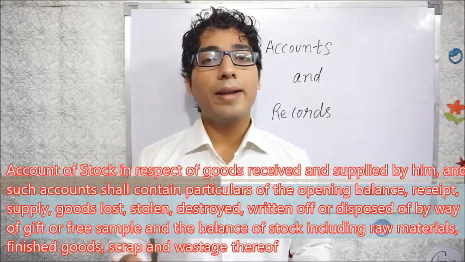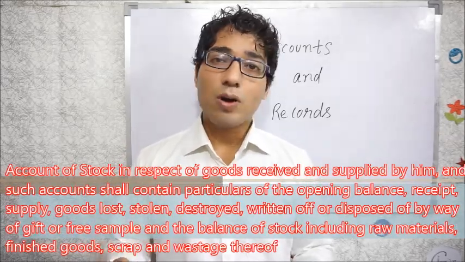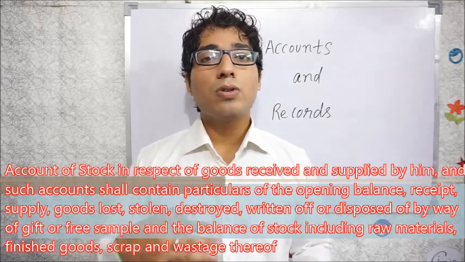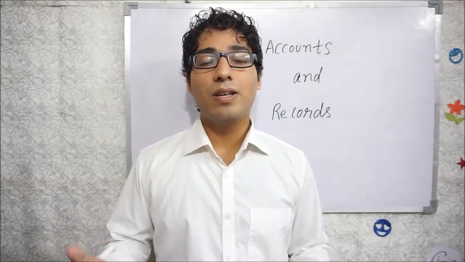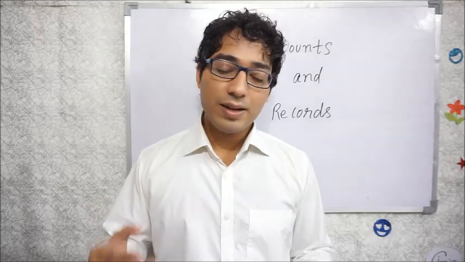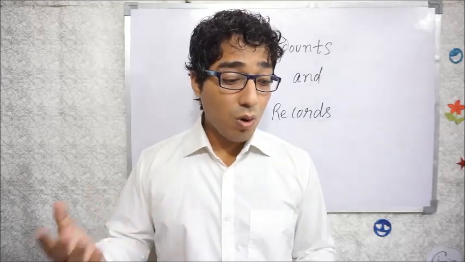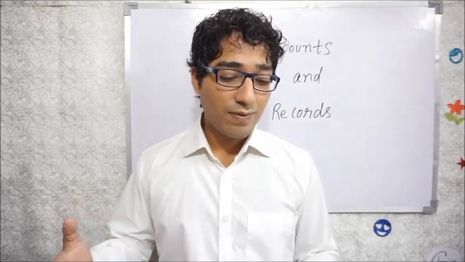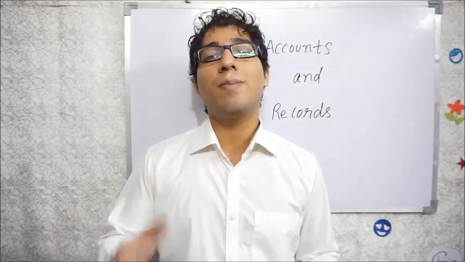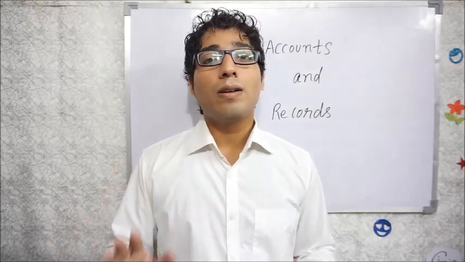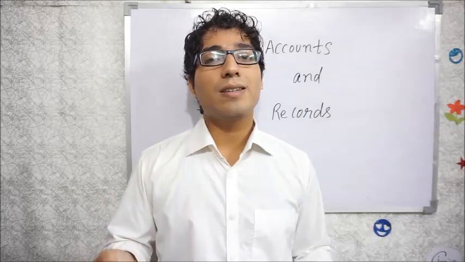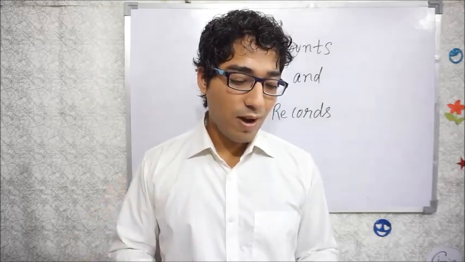So you have to maintain the stock record in respect of goods. Stock in respect of goods means stock of the raw material, finished goods, waste and scrap, so you have to maintain the record of this too. Record means opening balance, receipt, supply, and goods lost, stolen, destroyed, written off, or disposed of by way of a gift or free sample. So opening balance, receipt, supply, closing balance, you have to maintain that kind of record, for all raw material, finished goods, waste and scrap. This you have to maintain as per rule number 56 sub rule number 2.